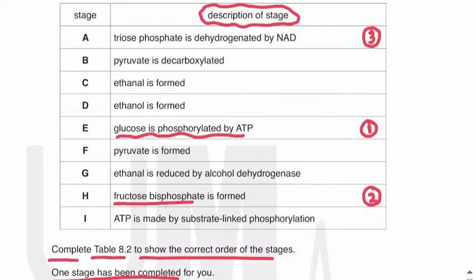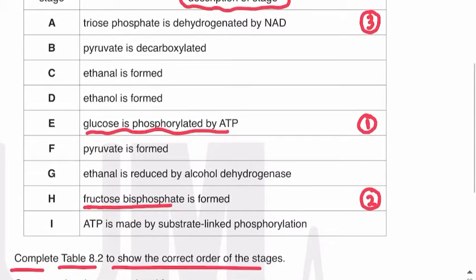Then what happens when the triose phosphate is dehydrogenated? After that, GP is formed, and from the GP, pyruvate is formed. But before that, ATP is made by substrate linked phosphorylation. So this should be the fourth stage. And then the pyruvate should be formed, which is the fifth stage.